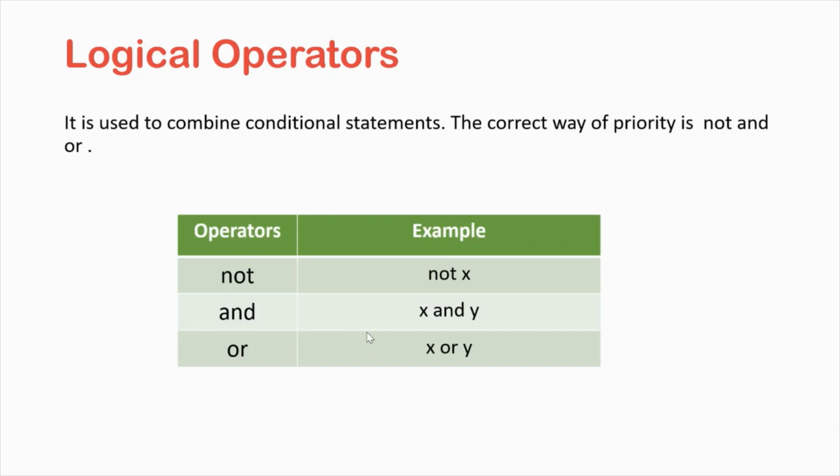What are the things needed to combine the conditional statements? There are three logical operators. The first one is the not operator, the second one is the and operator, and the third one is the or operator. We will see the usage of all these three operators.